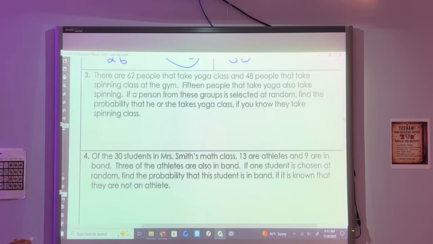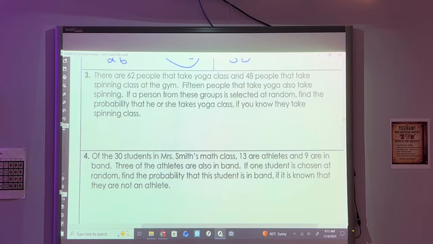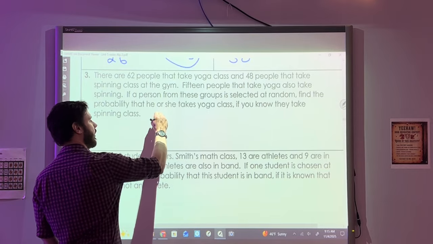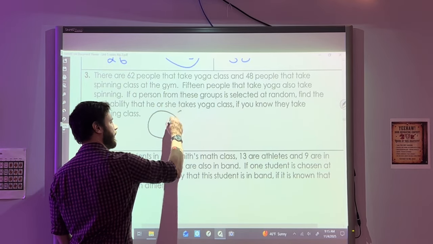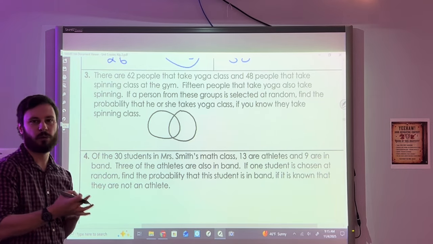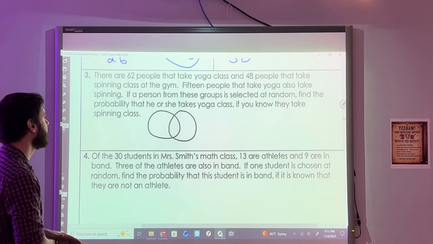62 people take yoga class and 48 take spinning class. Okay. 15 people that take yoga also take spinning. If a person from these groups is picked at random, find the probability that they take yoga class if you know that they take a spinning class. So let's build a Venn diagram. This is typically the easiest way to go about these types of problems where we have different groups of people.